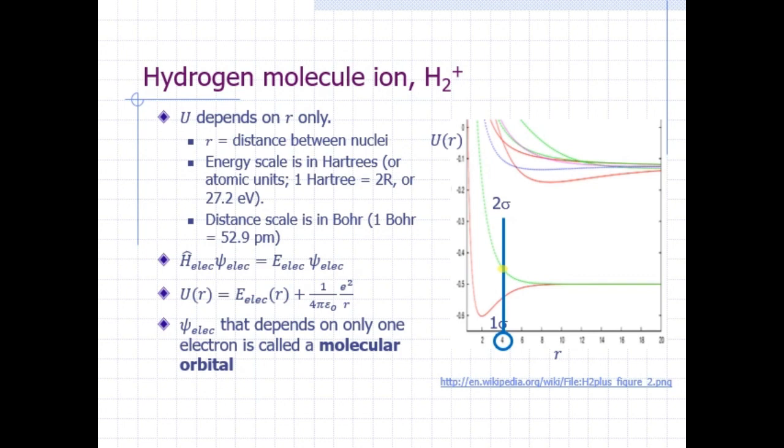Since the wave functions, in this particular case, depend on the coordinates of only one electron, we call these functions molecular orbitals, just like we use the term atomic orbitals for atomic wave functions that depend on only one electron. Just like we did for atoms, we will use orbitals to construct wave functions for molecules with more than one electron.